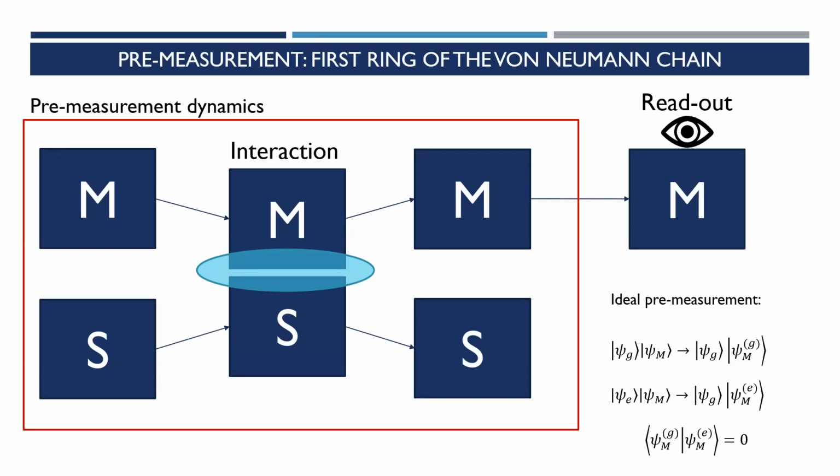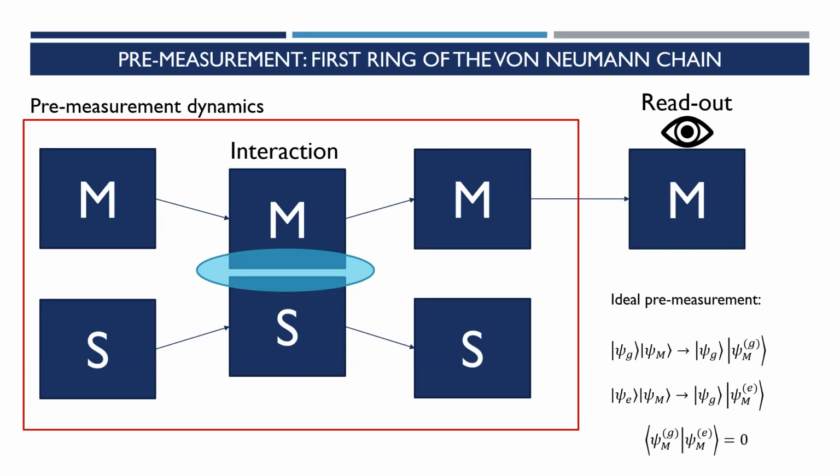But if you just focus on the first link, this is what happens. You have a system, you have a meter, you put them together so that they interact, and then you separate them, and then you want to measure the meter, and from the measurement of the meter, infer what was the state of the system.